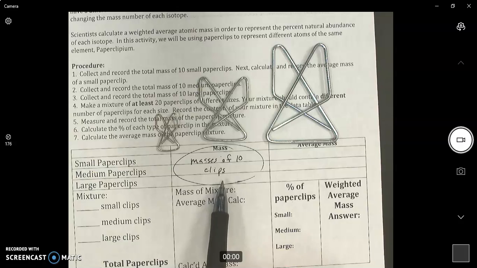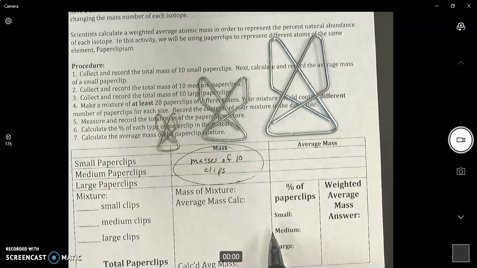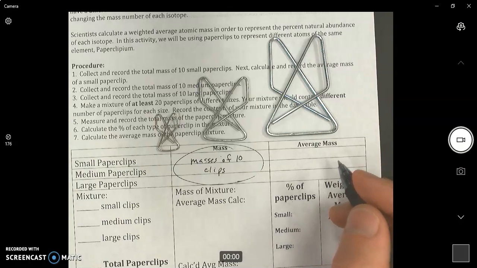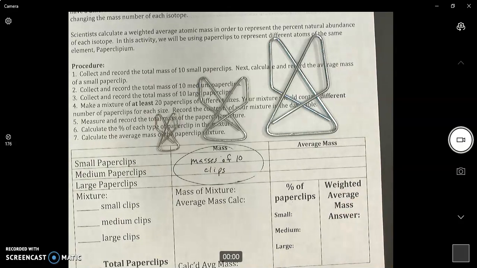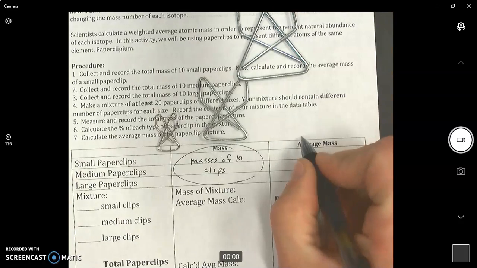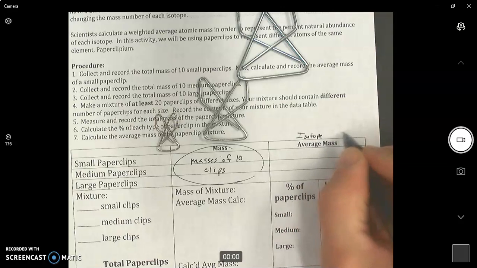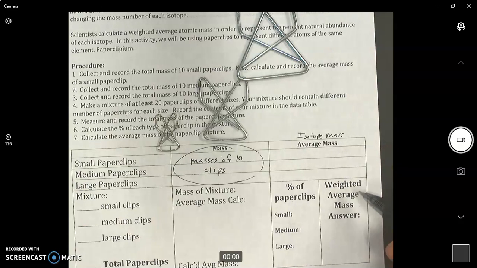Okay? Now, to find the average mass, you're going to take the mass of 10, and then you're just going to do an average. So take the total mass divided by the number of clips. The total mass divided by the number of clips will give you this answer here. Okay? Now, those will be the masses of your isotope. So that'll be your isotope mass, that you're going to end up using to find your weighted average.